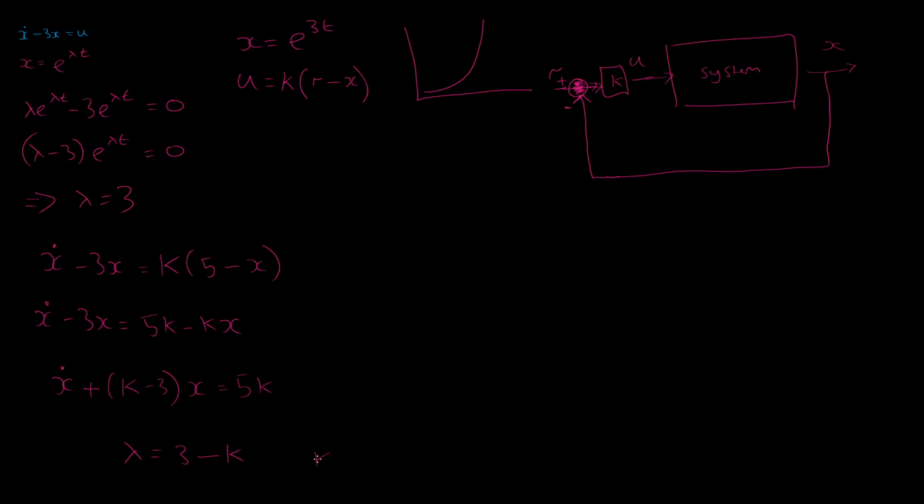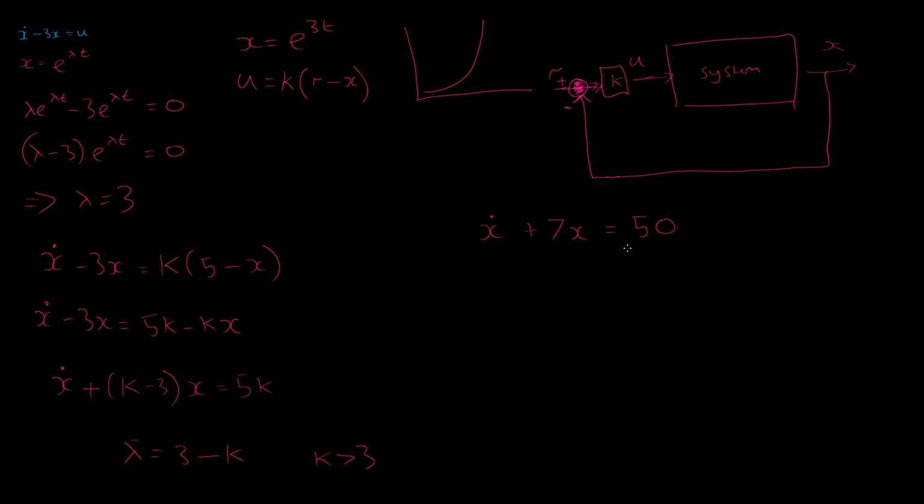But for any k greater than 3, this eigenvalue will be in the left half plane. It'll be in the open left half plane, actually, and our system will be completely stable. And so at this point, we can just arbitrarily pick a k that's bigger than 3. So let's pick 10, and we'll put that back in. If we do that, our closed loop system is given by plus 10 minus 3, 7x equals 50. And this equation now describes the closed loop dynamics of this system.